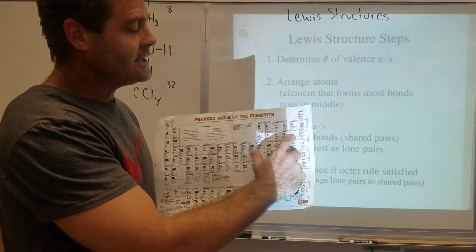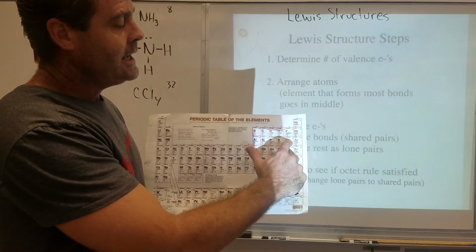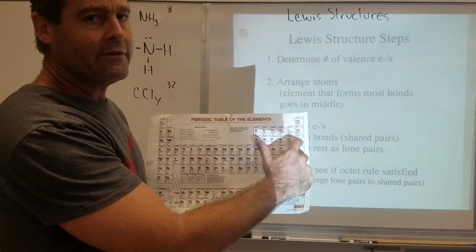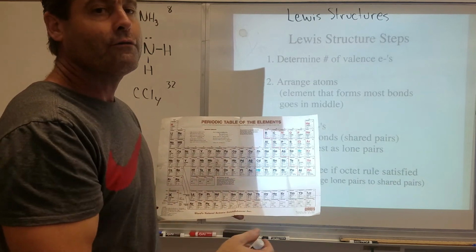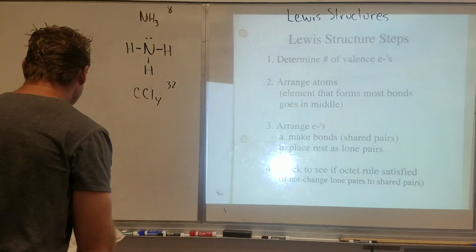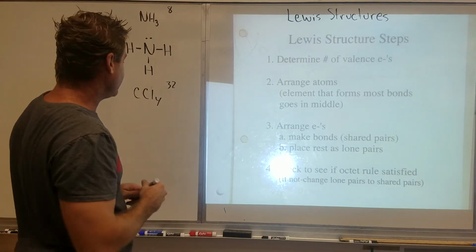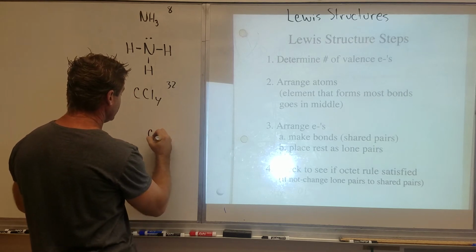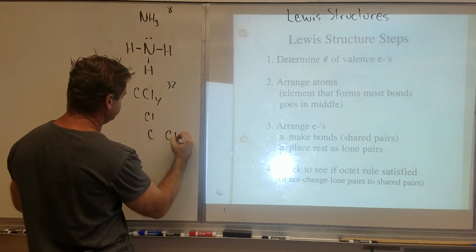And not to mention, you guys look at chlorine. Chlorine's a halogen. All the halogens only need 1 valence electron to fill their outer shell. Therefore, you would only expect chlorines to form 1 bond. So that being said, where would you always put the chlorines? On the outside, right? So I'm going to put the carbon here. I'm going to put my chlorines on the outside.